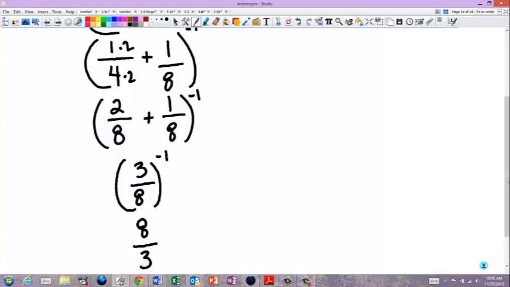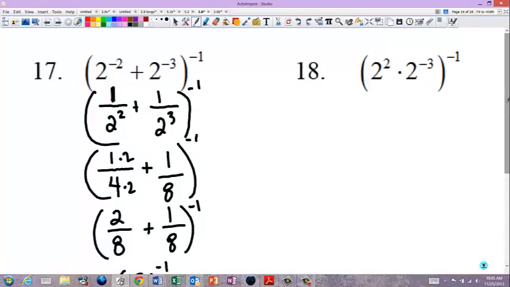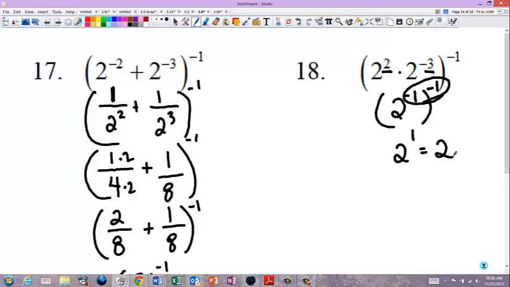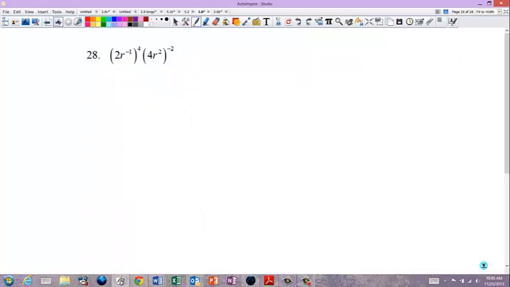So that one's 8/3. This one, you can just add your exponents on the inside. 2 plus negative 3 is negative 1 to the negative 1. Multiply your exponents here. Negative 1 times a negative 1 is a positive 1, and you get 2. Much easier. The next one I'm going to do is 28.